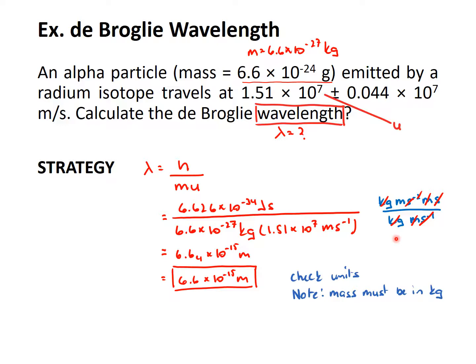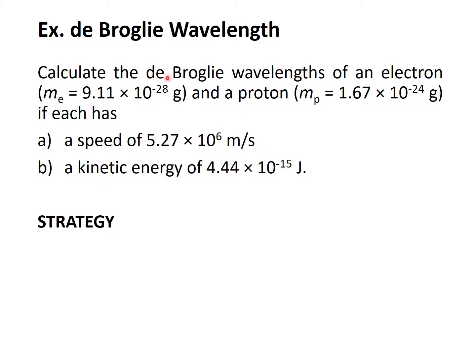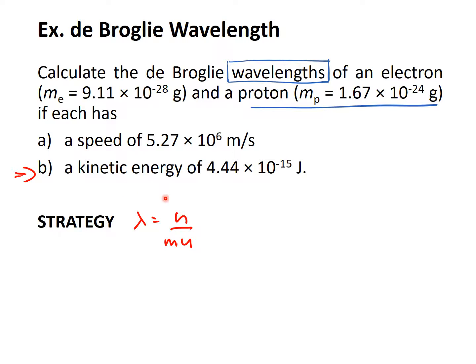In this question, we are asked to calculate the de Broglie wavelengths for an electron and a proton, given in part A its speed, and in part B its kinetic energy. Since these questions are quite similar, what I'd like to do is focus on calculating the wavelength for the proton, given its kinetic energy. So question B. Now, the reason I've chosen question B is that it is slightly more difficult than part A, where we're given the speed. The strategy for solving this question is to start with the equation for the de Broglie wavelength, which is lambda equals h divided by m times u, which is the speed of the particle.